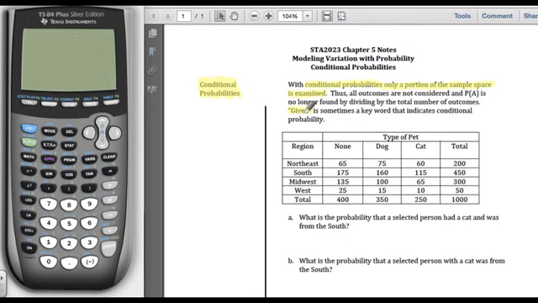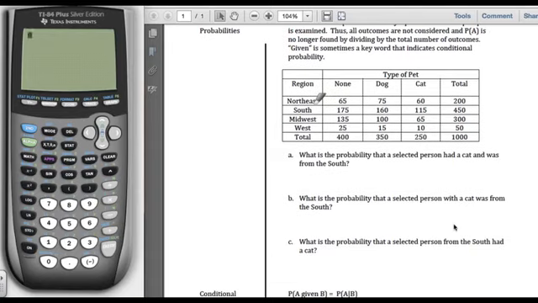Given is sometimes, but not always, a key word that indicates you have a conditional probability. To clarify this a little bit better, I'm going to go back to this two-way table that we've seen several times already and show you a couple of conditional probabilities that narrow down the sample space.